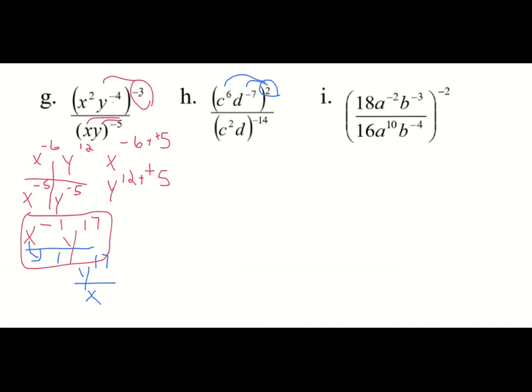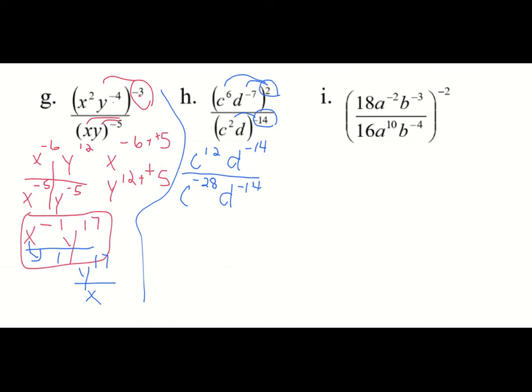So I am going to have c to the 12th, because I'm doing, again, my power rule, d to the negative 14th. And then on the bottom, we're going to distribute the negative 14. So it's 2 times negative 14 will give me c to the negative 28th power and d to the negative 14th power. So now I want to simplify this.